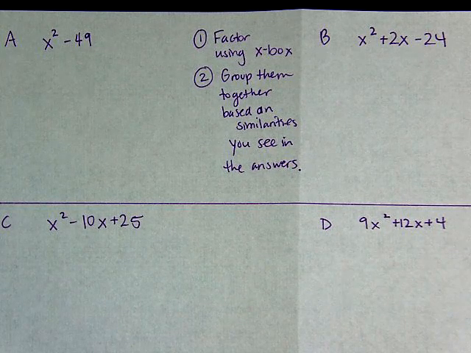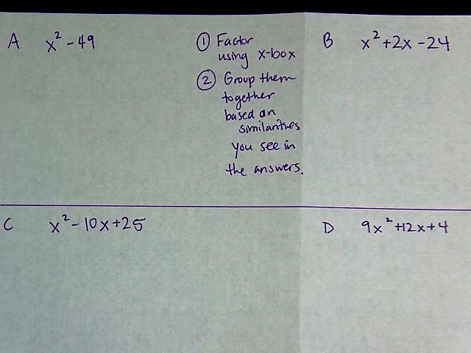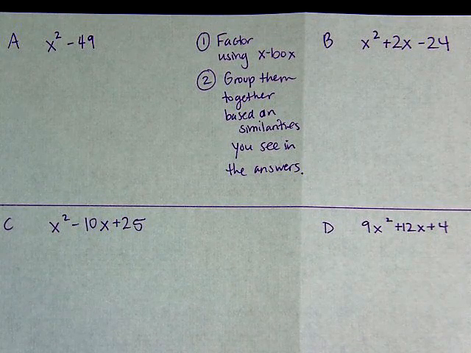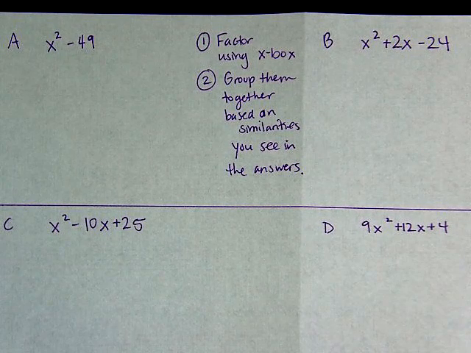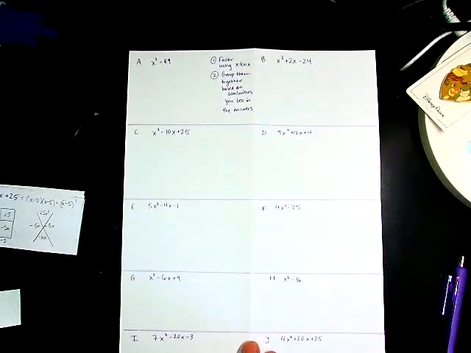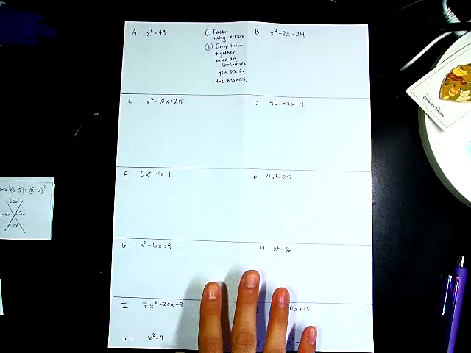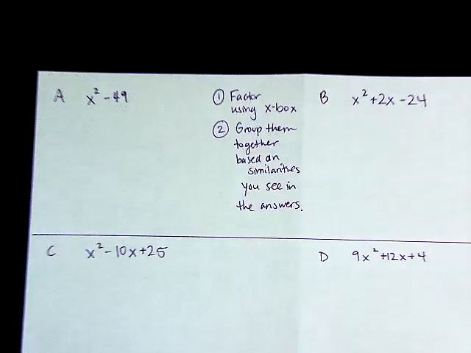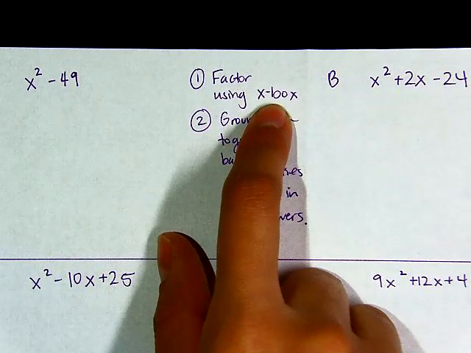This is lesson 8.1.5. If you look on Schoology under the School Closure folder for week 12, you'll see just a single page and it has 12 different problems on it. The goal for today is for you to practice X-box with these 12. The instructions for this lesson are to first factor each of them using the X-box method.